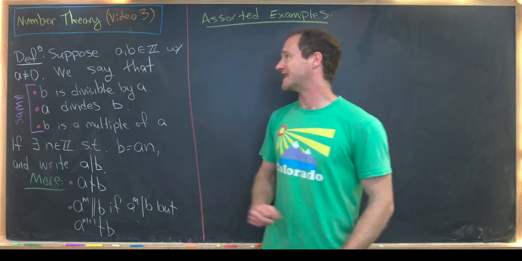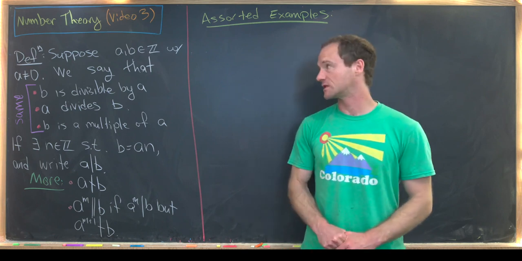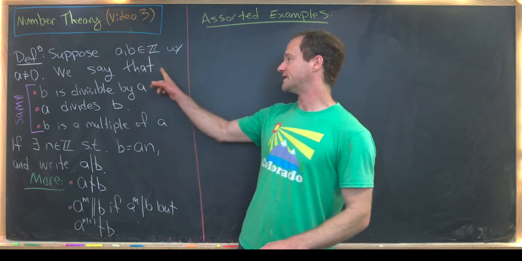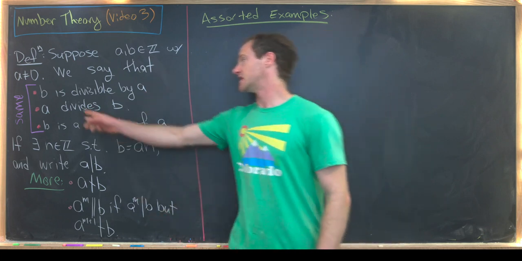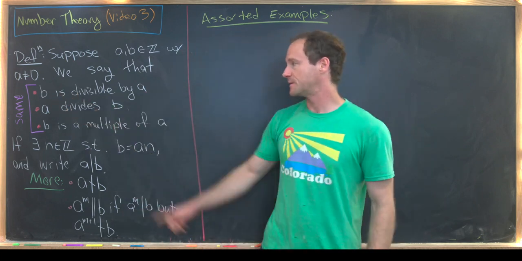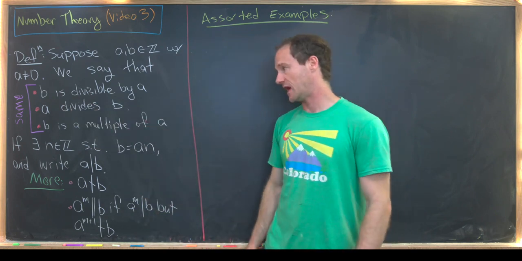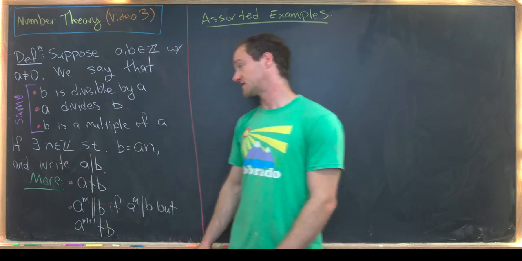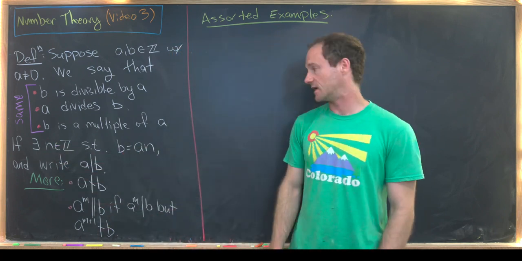So we want to suppose that a and b are integers and a is not equal to 0. Then we say one of these three things, which are all the same. We say that b is divisible by a, a divides b, or b is a multiple of a, if there exists some integer n such that b equals a times n.